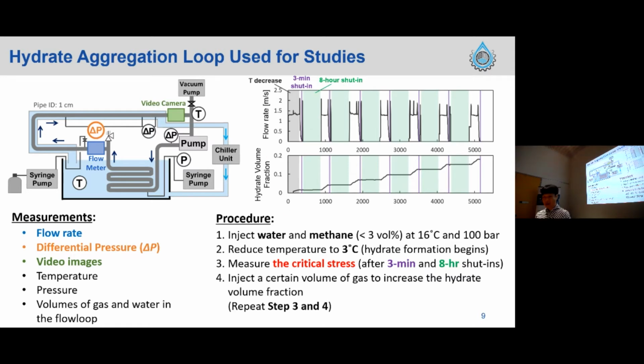After that, we measure the critical stress after 3-minute and 8-hour shut-ins. And then we inject a certain volume of gas into the flow loop to increase the hydrate volume fraction, and repeat step 3 and step 4 up to about 20 volume percent of hydrate.